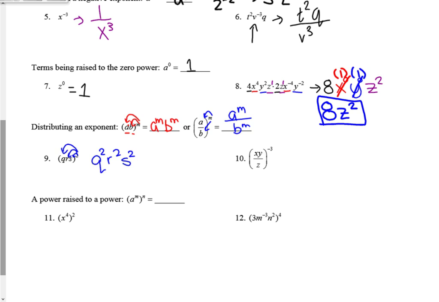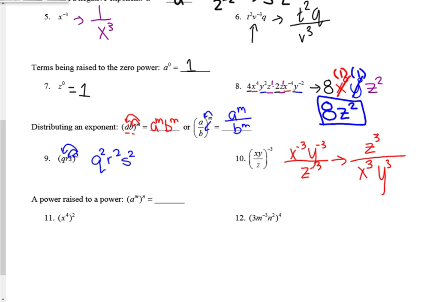Over, when I do division, I have to distribute that negative 3 to everything inside. So I have x to the negative third, y to the negative third, over z to the negative third. But I have negative exponents there, so I need to flip them. The x to the negative third moves to the denominator, becomes x to the third. Y also has a negative exponent, so we have to move it down. And then the z has a negative exponent, so we have to move it up. Make sure when you switch sides of the fraction that that exponent becomes positive.